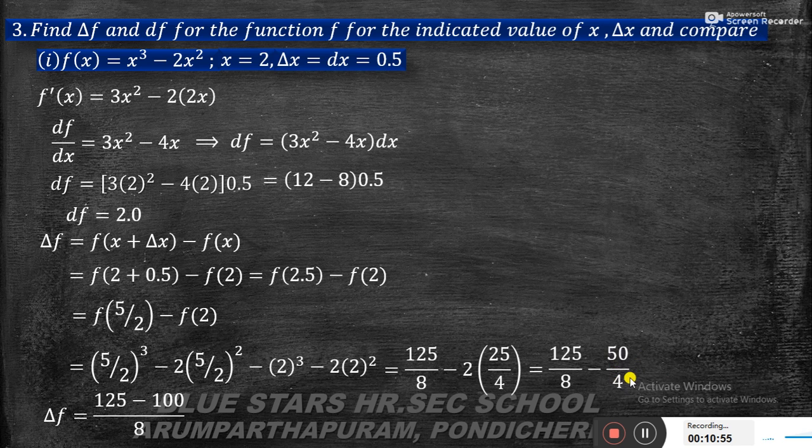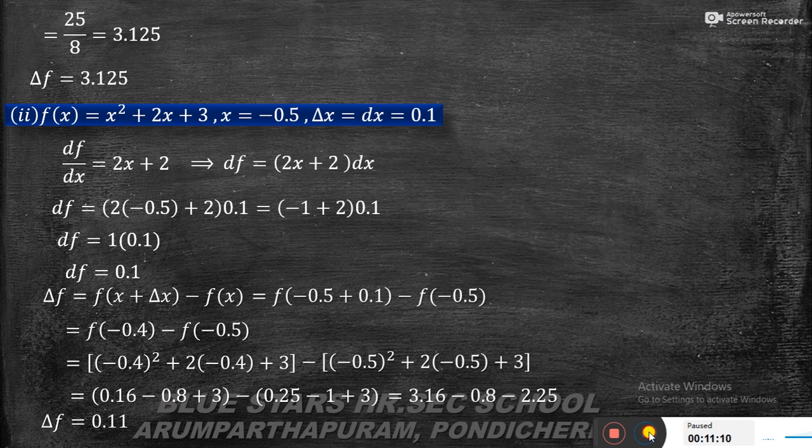100 by 8, so the LCM is 8. So we add the numerator, 125 minus 100 is 25. Therefore del f equal to 25 by 8, and the answer is 3.125. This is the del f answer. Del f equal to 3.125.